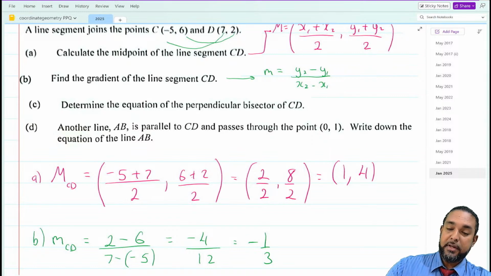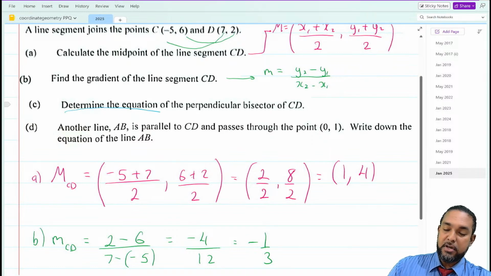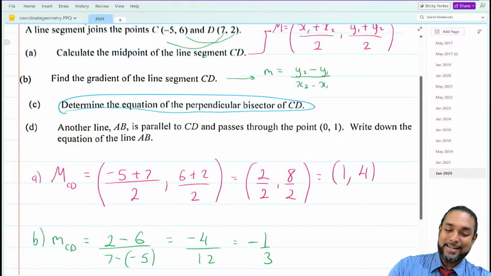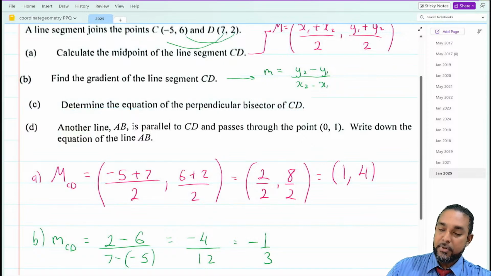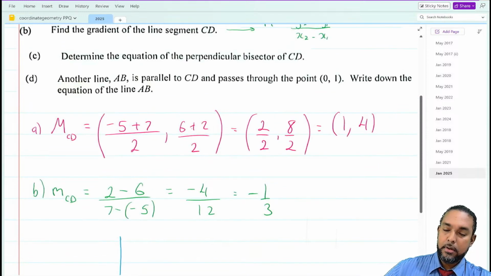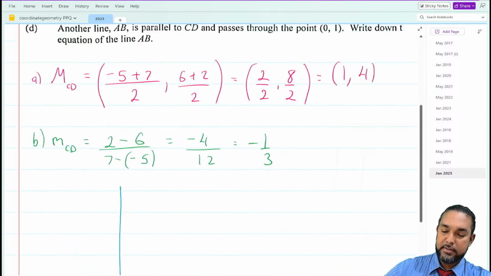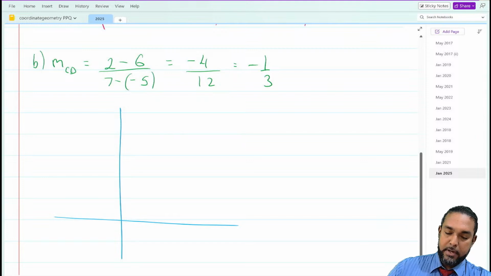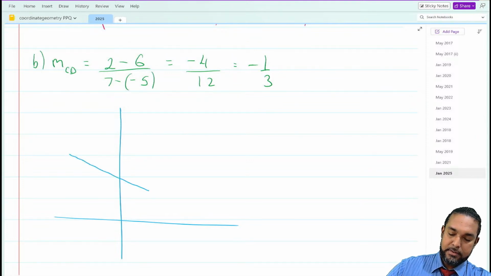Now, this is the part here: the equation of the perpendicular bisector of CD. What does that mean? The points are -5, 6 and 7, 2. You want an arrow.